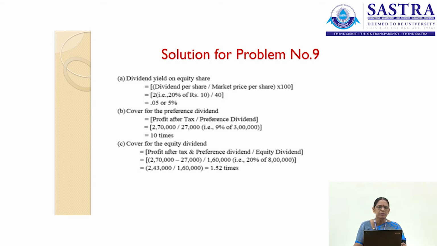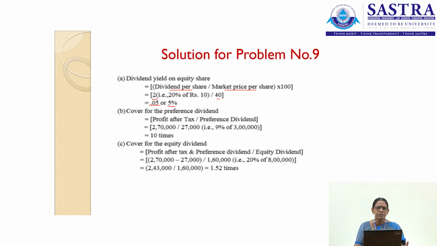First one, dividend yield on equity share. Dividend per share divided by market price per share into 100. Dividend is given as 20%, face value is 10 rupees. So, 20% on 10 rupees we get 2 rupees, market price is 40 rupees. So, we will get 0.05, that is 5%. So, for every 100 rupees it yields 5 rupees.